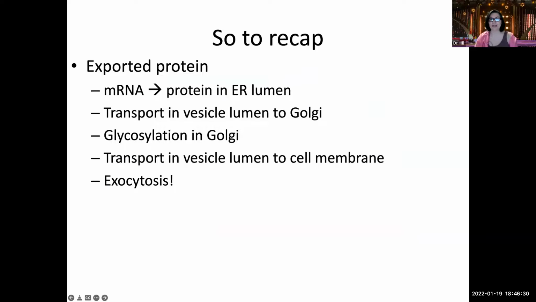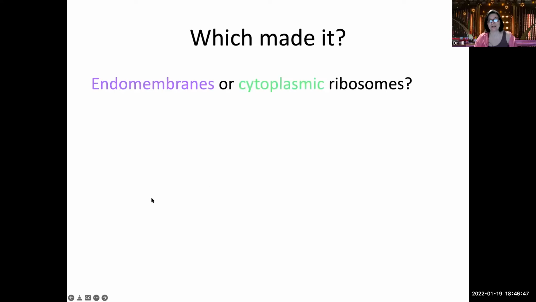Okay, so just to recap, for exported proteins, mRNA is made into protein in the lumen of the ER, the interior of the ER, and then it's packaged up into a vesicle, sent to the Golgi, ends up in the interior of the Golgi where it's glycosylated, packaged up into another vesicle, sent to the cell membrane, and sent outside by the process of exocytosis.